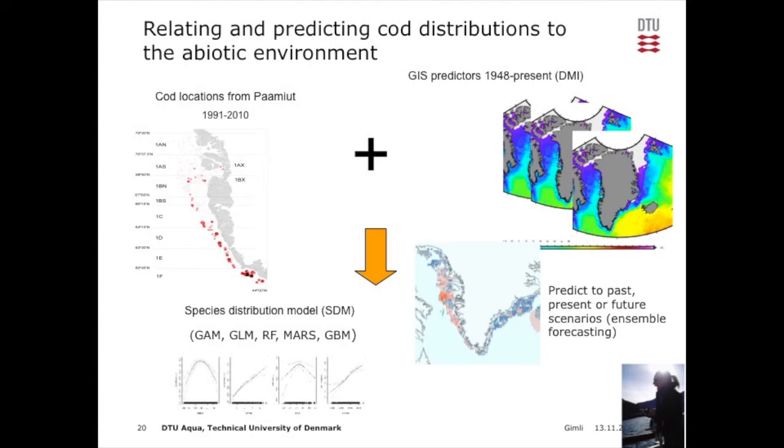We're also trying to model this, and we have data on cod distributions along the coast of Greenland. We have GIS predictors, environmental variables, and we are using spatial distribution models to try to fit this data to the distribution, and we have actually had quite good success in doing so.